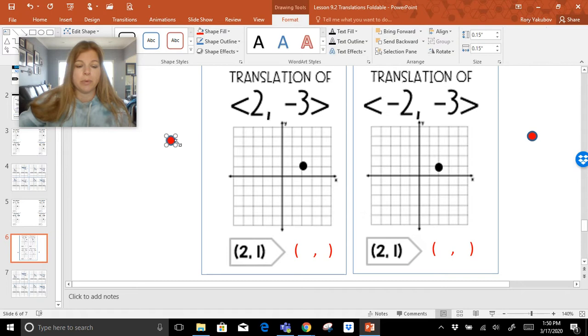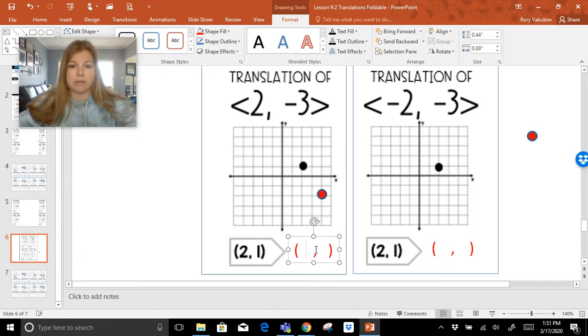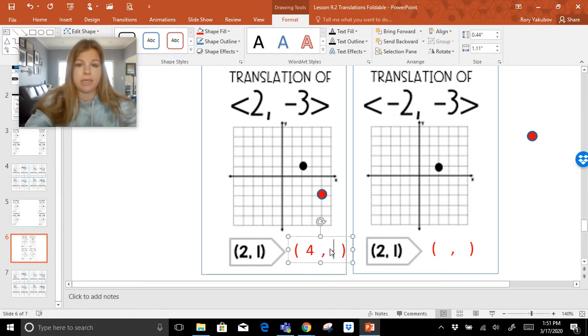So then here, same point, 2, 1. If I went from this point and then I did a translation of 2, negative 3, that would tell me to move it 2 units to the right, and then negative 3 for the y would tell me to move it 3 units down. And that would be my new coordinate point, 2 units to the right and then 3 units down. And the new coordinates here would be 4, negative 2.